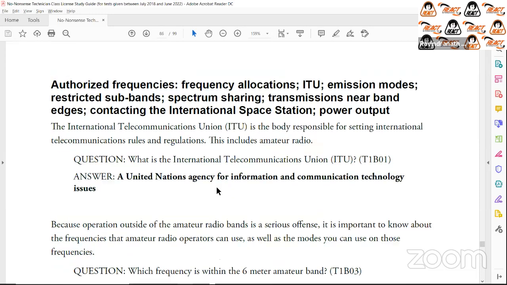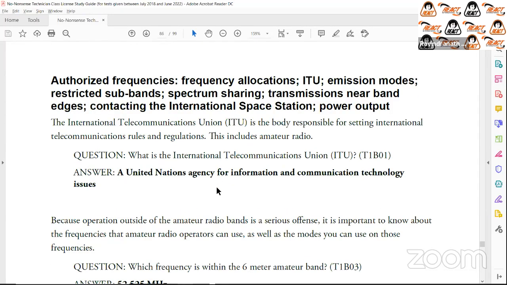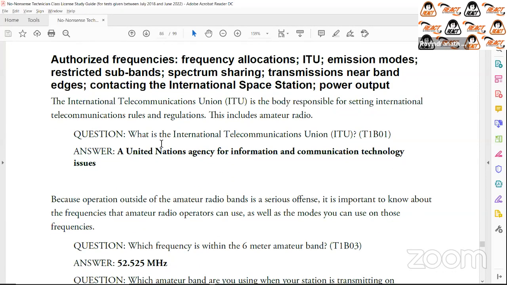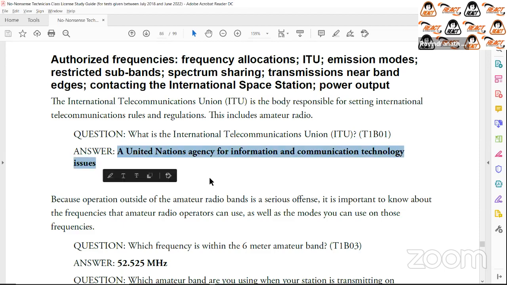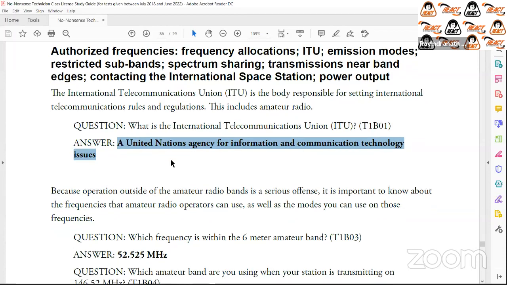All right, so we're on page 81 of the No Nonsense Guide, if anyone is following. So we talked about the ITU. What is the International Telecommunications Union, or ITU? It is a United Nations agency for information and communications technology, also known as ICT, right? Issues.